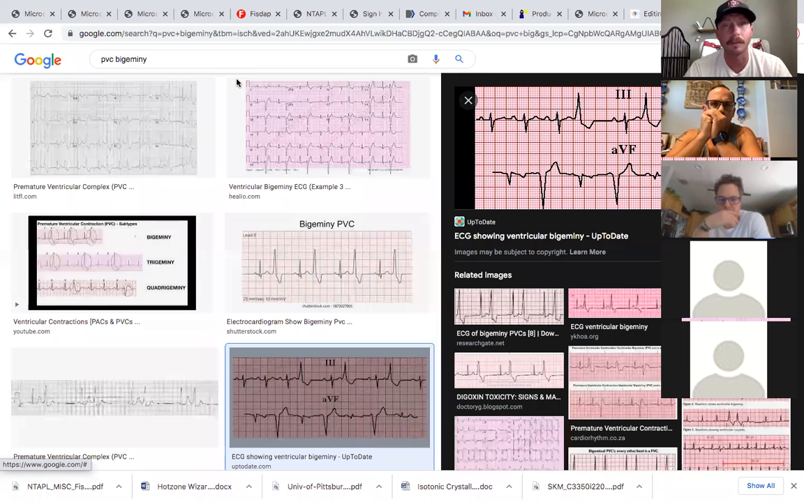Here's an example of bigeminy, right? Every other beat, we see a PVC. Trigeminy would be what? Every third beat, consistently, we see a PVC.